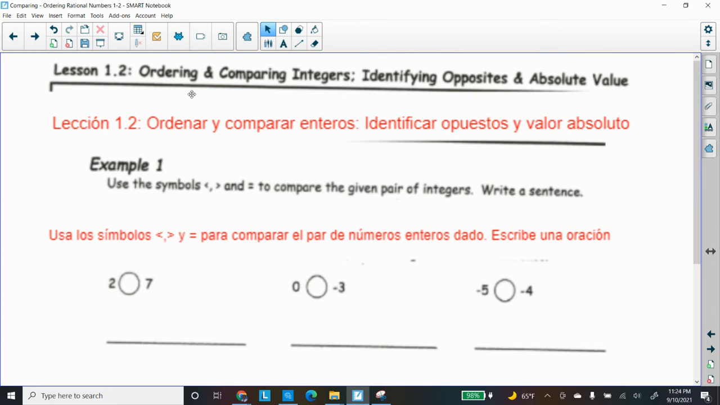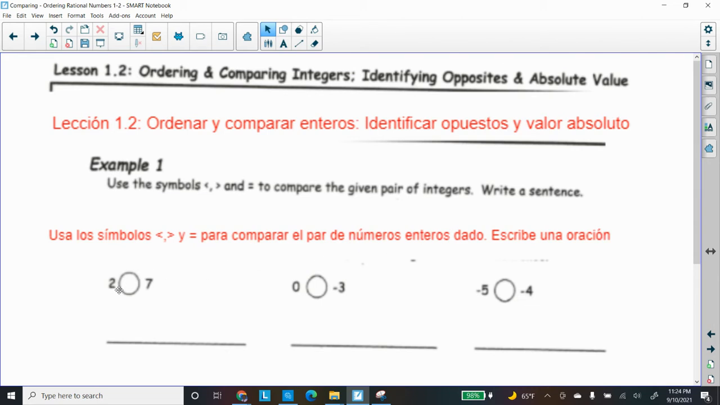So first thing we're going to do is order and compare the integers and identify the opposites and absolute values. I'll break this video up into two parts. So let's deal with example one: using the symbols less than, greater than, and equal to, compare the given integers and write a sentence, of course.